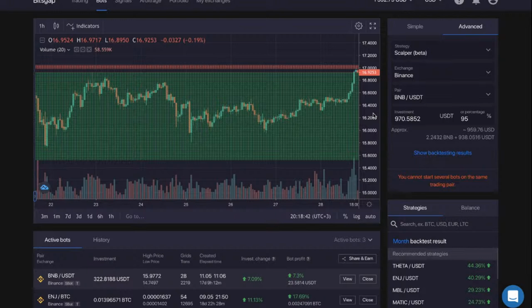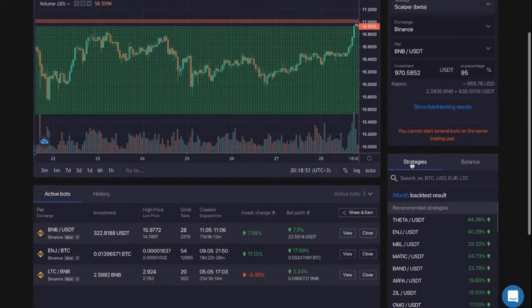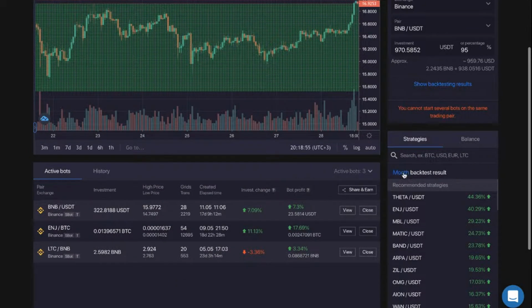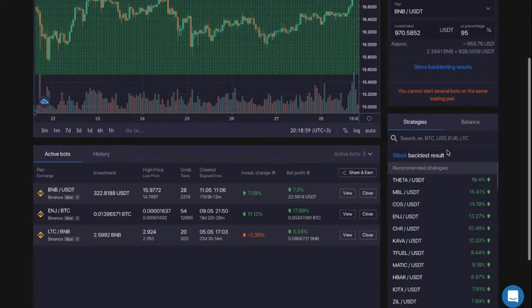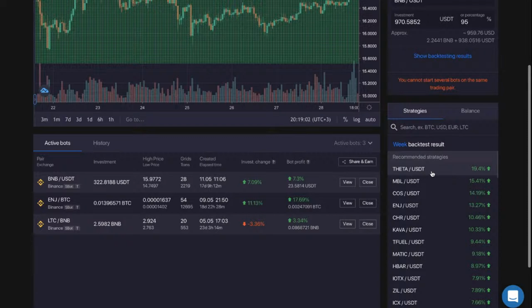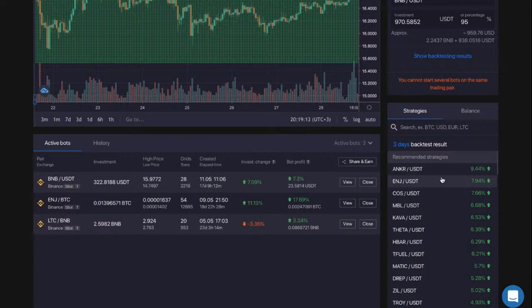Let me see if there are any other questions. How to know the best performing bots for the last 24 hours, 3 days and 1 week? Well, on the right side, click on strategies, and here you have monthly backtest results, which you can actually adjust. You can have weekly, so it will display all of the recommended strategies based on the results of the last week. If you click on 3 days, it's going to use only 3 days backtest results.